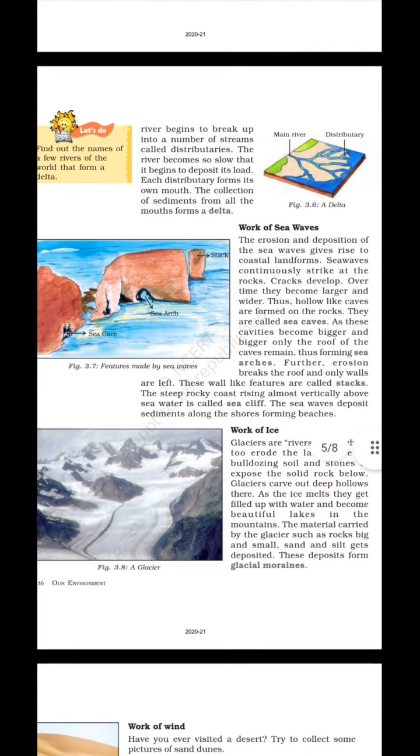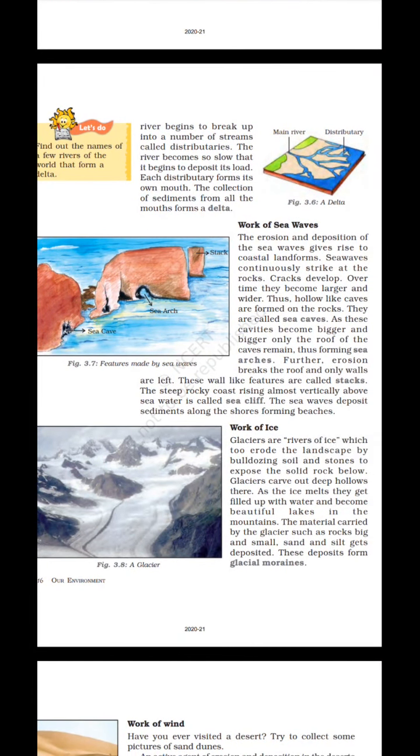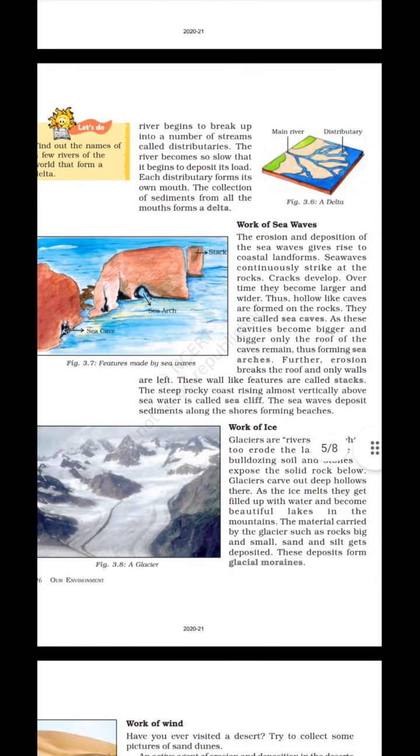Let's do. Find out the names of a few rivers of the world that form a delta. Take a look at figure 3.6, a delta: main river, distributary. Take a look at figure 3.7, features made by sea waves: sea cave, sea arch, stack. Take a look at figure 3.8, a glacier.